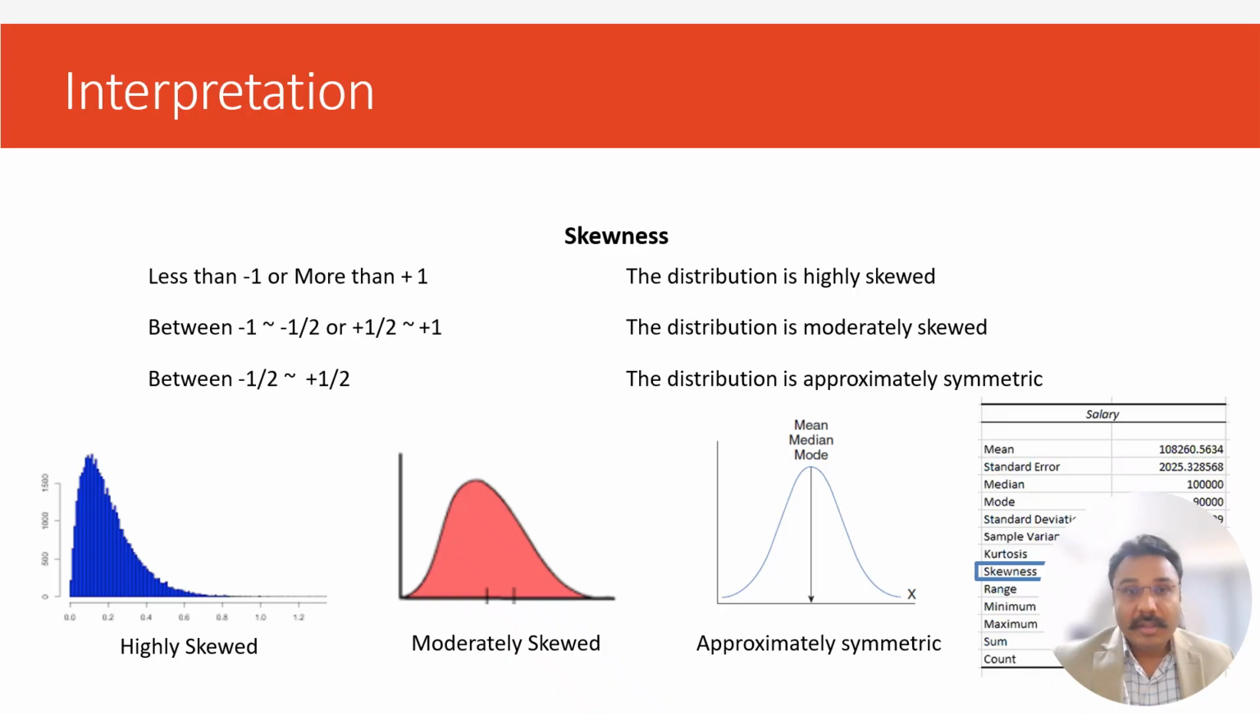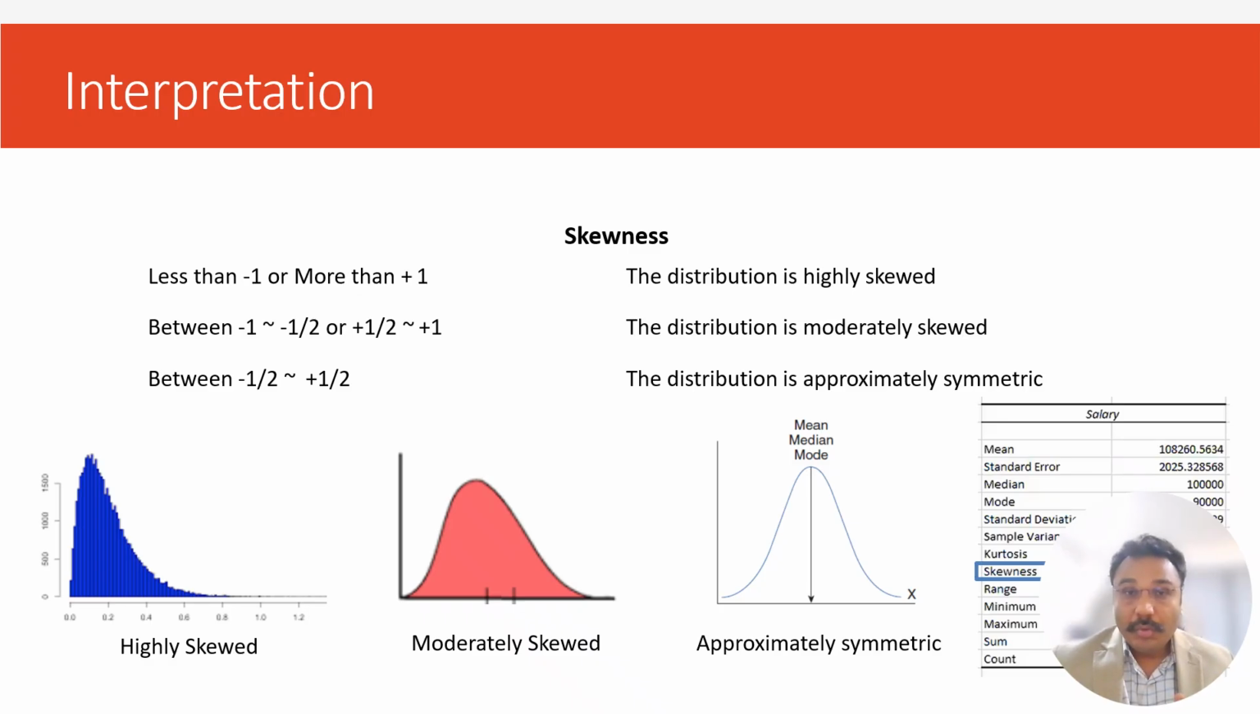And how do we interpret? When interpreting data distribution, analysts often examine whether the data is highly skewed, moderately skewed, or approximately symmetrical, which is your normal distribution. A highly skewed distribution occurs when a large number of observations are concentrated on one side of the distribution, while a few extreme values extend the distribution on one side.